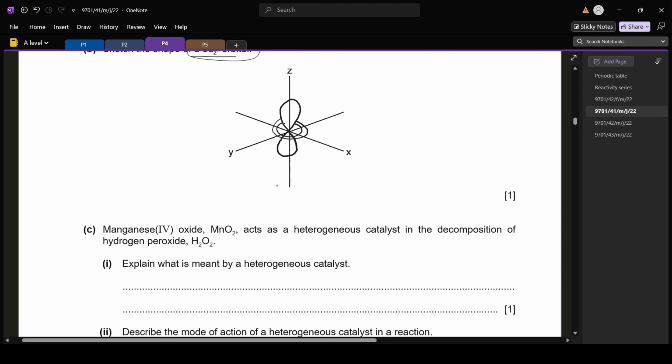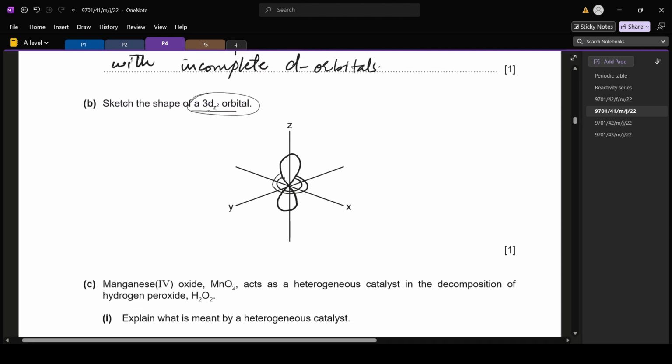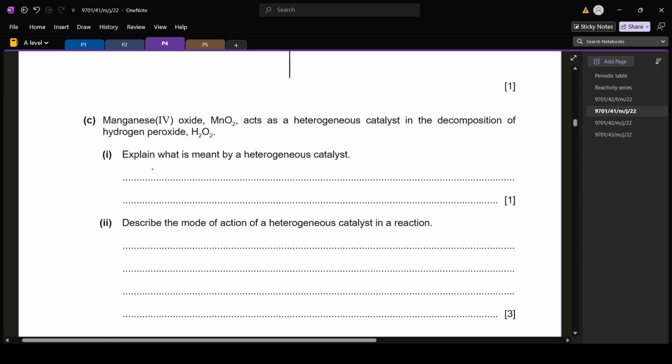So this is the shape of the dz² orbital. Okay, part C: manganese(IV) oxide, MnO2, acts as a heterogeneous catalyst in the decomposition of hydrogen peroxide. What is meant by a heterogeneous catalyst? A heterogeneous catalyst is a catalyst which is in a different state or phase to the reactants.